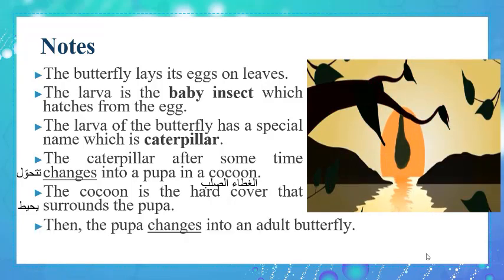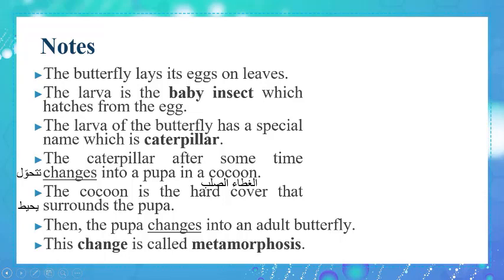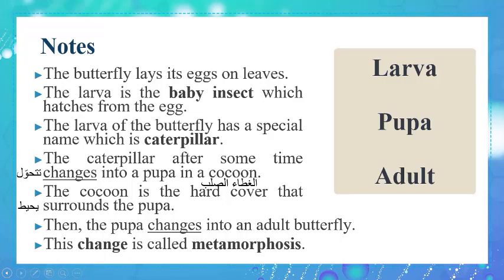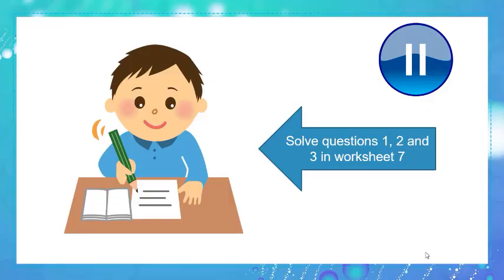Then the pupa changes into an adult butterfly. After being an adult, the butterfly will leave the cocoon. This change from larva to pupa, then into an adult, is called metamorphosis.